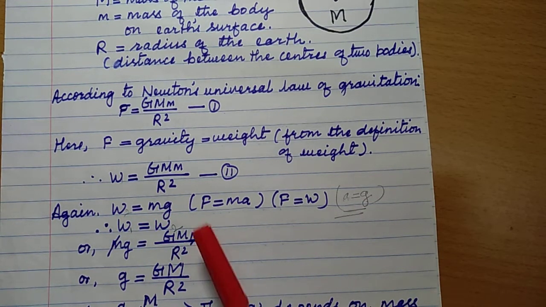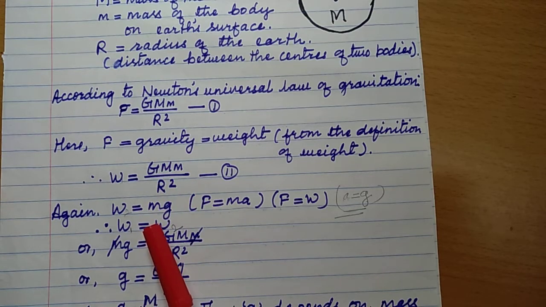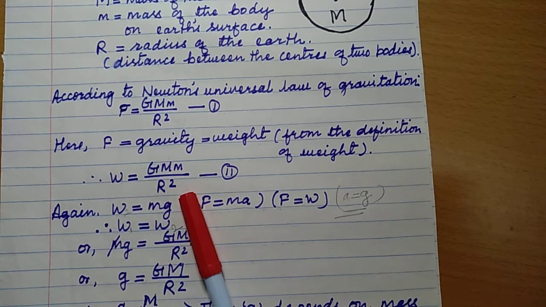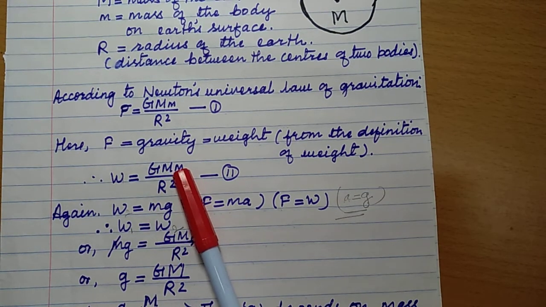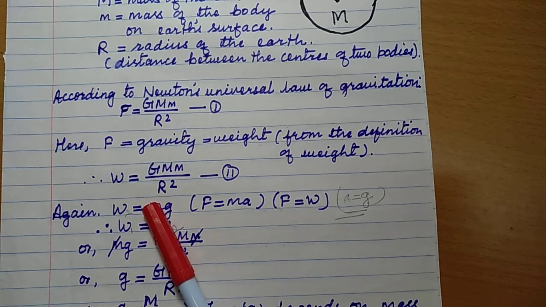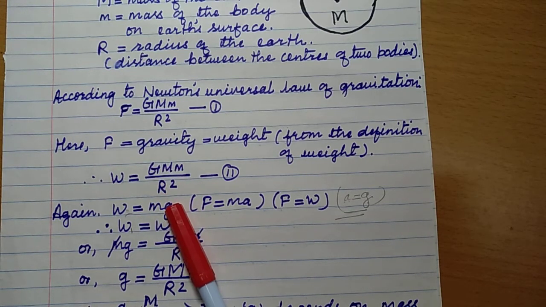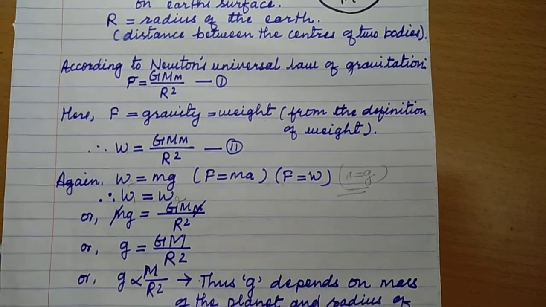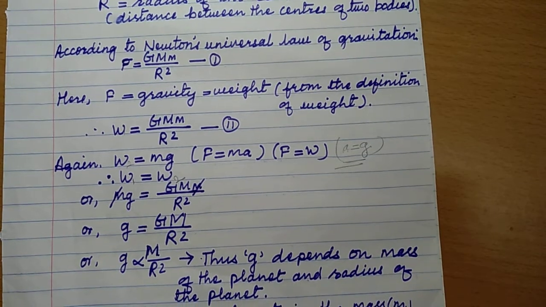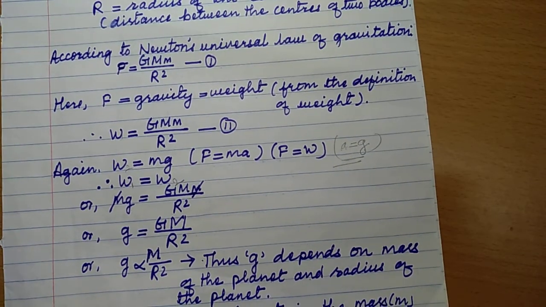Now we have two formulas to calculate weight. One is W equal to GMm by r square, the other one is W equal to mg. If both of these formulas can be used to calculate weight, then this should be equal to this one. We can write it this way, W equal to W. Now let's substitute the values. This W is equal to mg, this W is equal to GMm by r square. After substituting values, let's do the calculation.